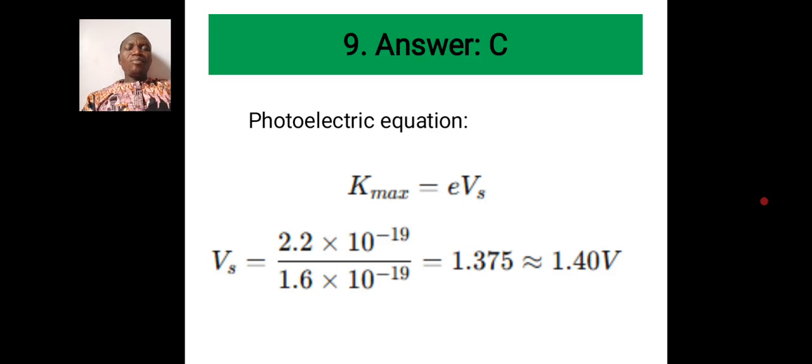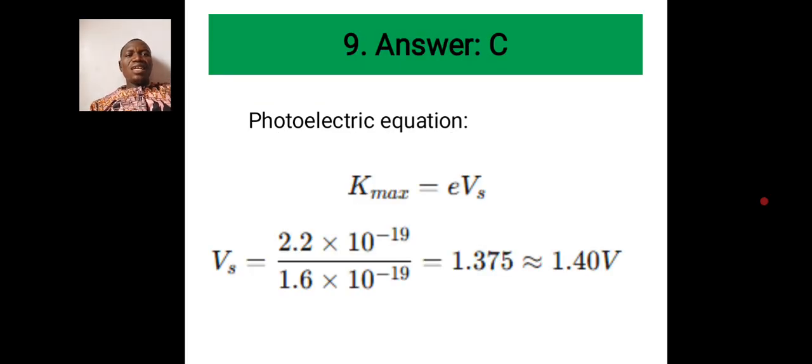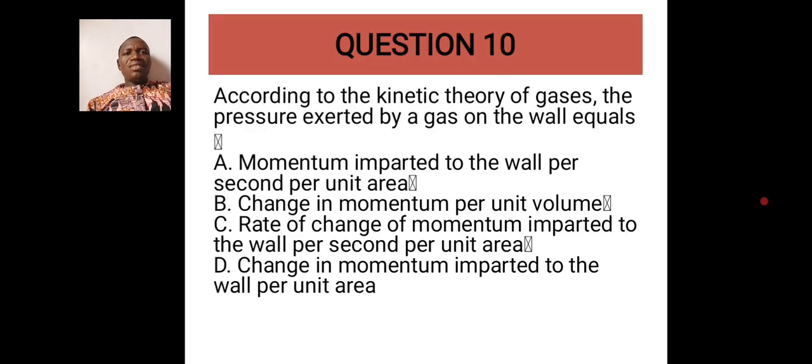Do you see it? And let me show you something. Do you see it? The final answer, 1.4. So you don't even need a calculator to conclude this. So this is 1.375 volts, approximately 1.40 volts. Very simple. So many people are complaining that physics is very hard. It's just about, well, if you don't know the formula in some cases, it will appear very difficult.